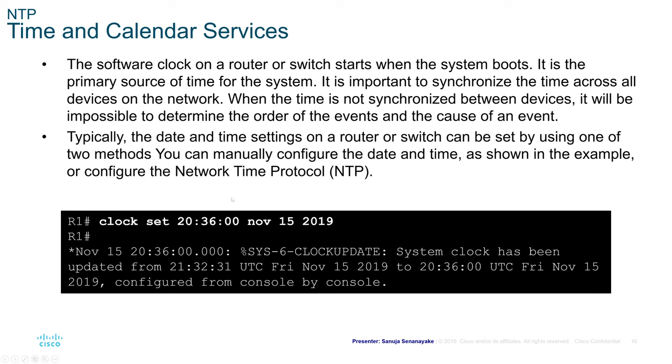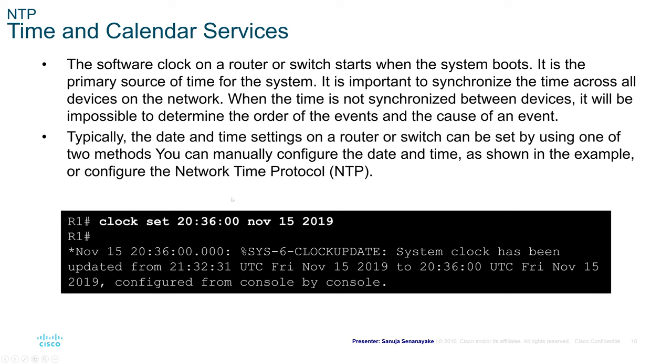In addition, you may want to add enable and configure terminal to the beginning of the file, or enter global configuration mode before pasting the configuration. So if you are copying and pasting, you need to make sure that you have the right privileges on the Cisco device by being in configuration terminal mode, or you have to add the enable and configure terminal commands at the very top of that command list before you paste into it.